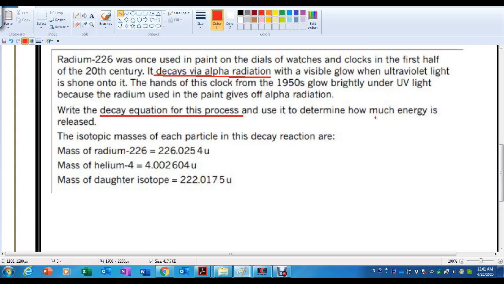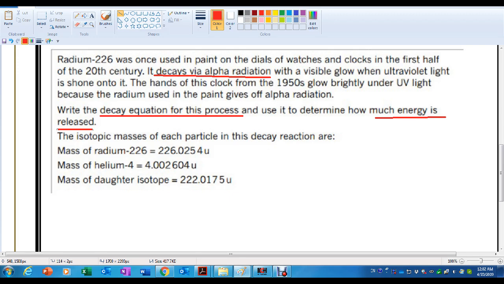Okay, so you need to write the equation and calculate the energy released, using the isotopic masses for each particle in this equation. Okay, so this is not a question about the binding energy of a nucleus, and also it's not about comparing binding energy per nucleon. So you are not going to use the mass of proton and mass of neutron, all right?